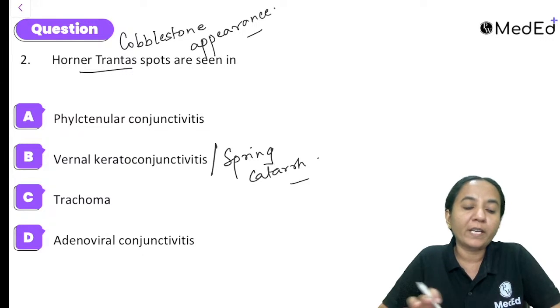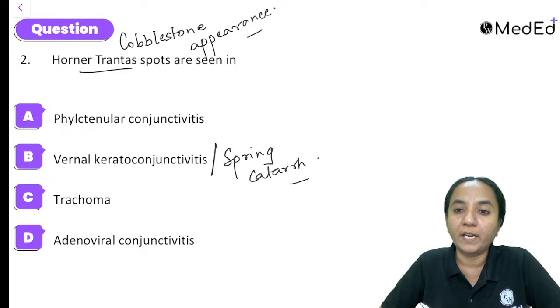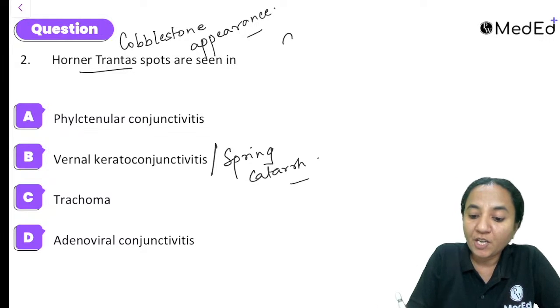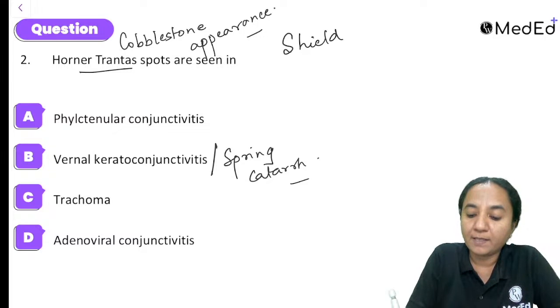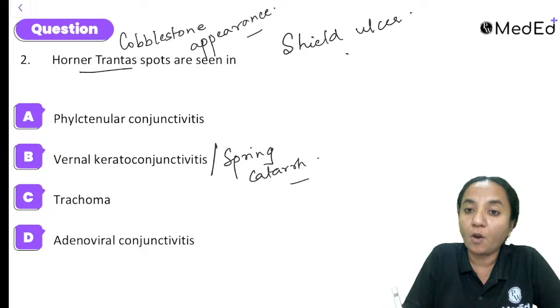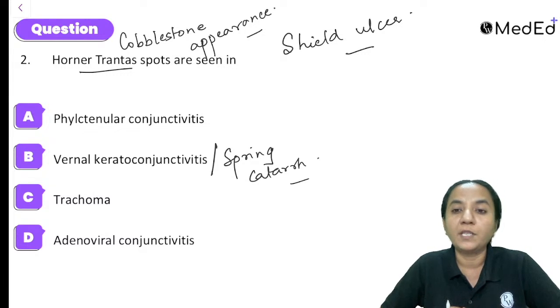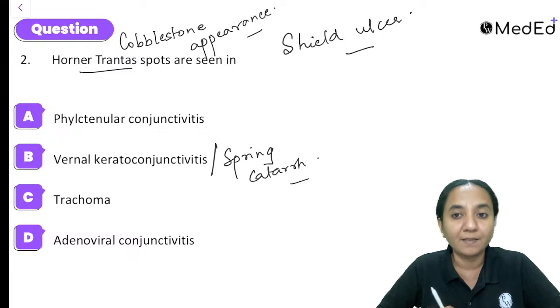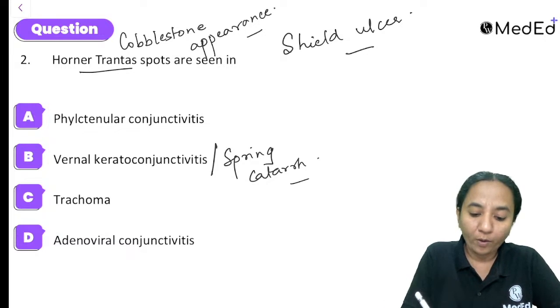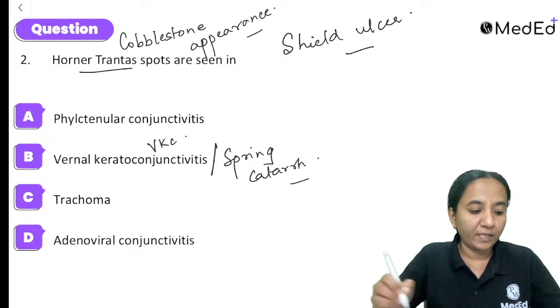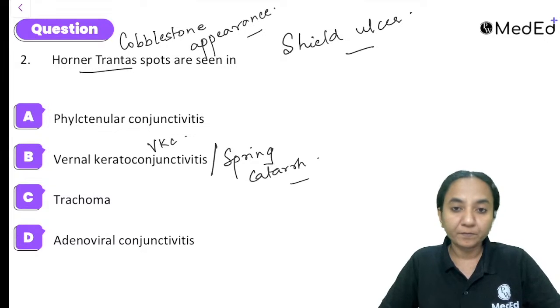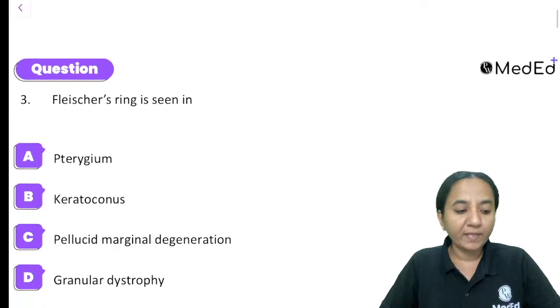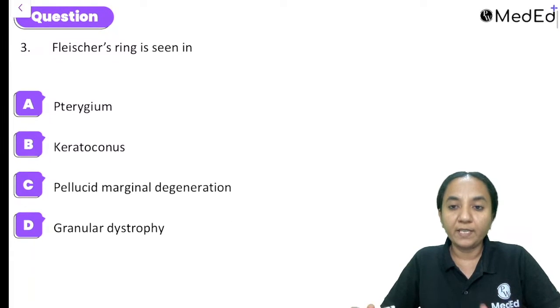And what kind of ulcer is seen in vernal keratoconjunctivitis? It is shield ulcer. So these are three questions that can come from here. Where do we get to see Horner-Trantas spots? Where do we get to see cobblestone papillae? Where do we get to see shield ulcer? The answer to all these questions is VKC, vernal keratoconjunctivitis or spring catarrh. Okay, let me go to the next question. Where do we get to see Fleischer's ring?